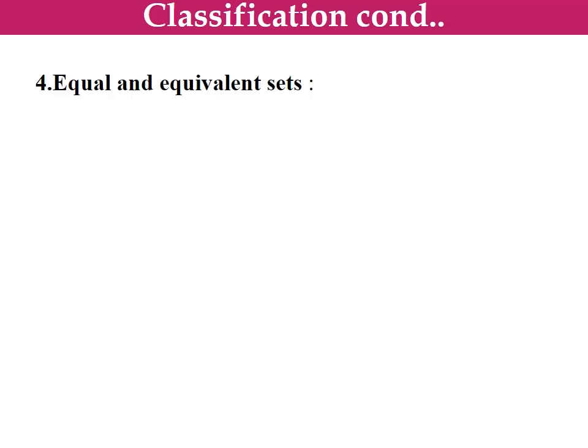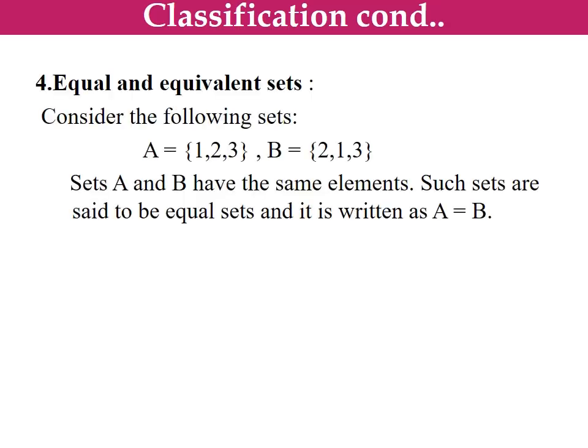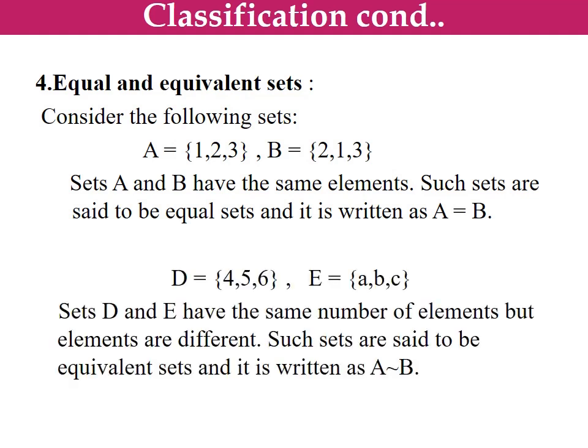Next one is equal and equivalent sets. People may get confused. What is an equal set? What is an equivalent set? Through an example I would like to explain what is equal and what is equivalent. Consider the following sets. A is 1, 2, 3. B is 2 and 3. Equal sets means both sets have the same elements, right? So it is written as A equal to B.